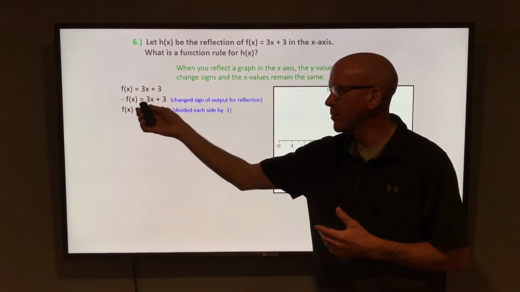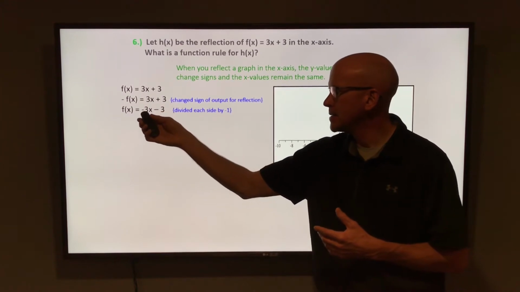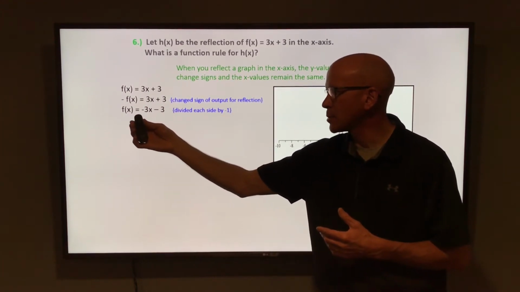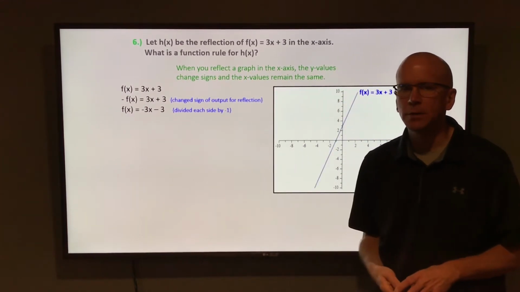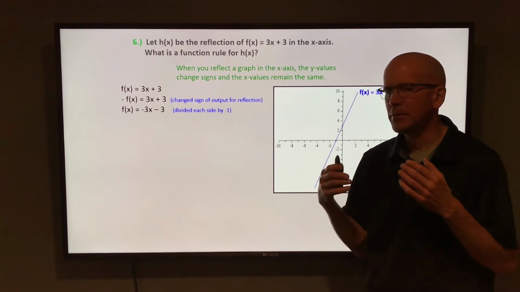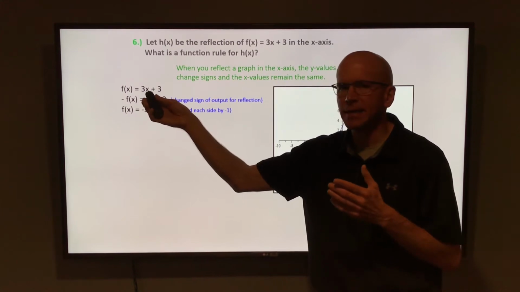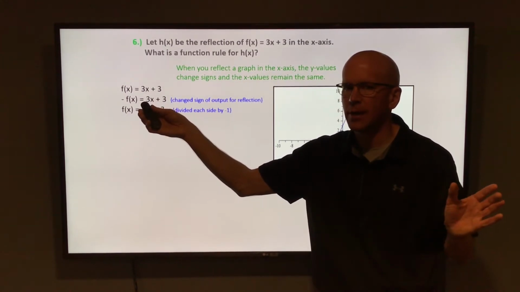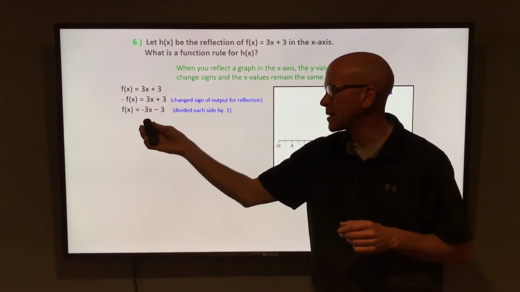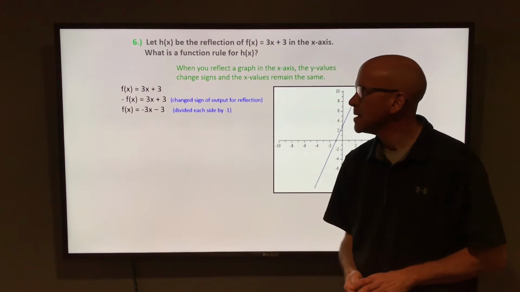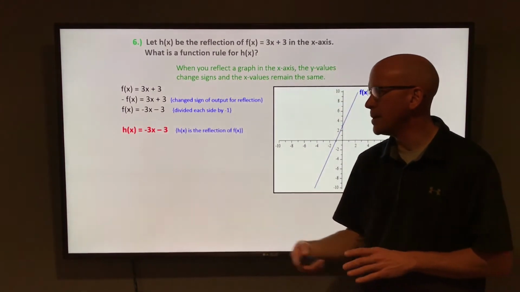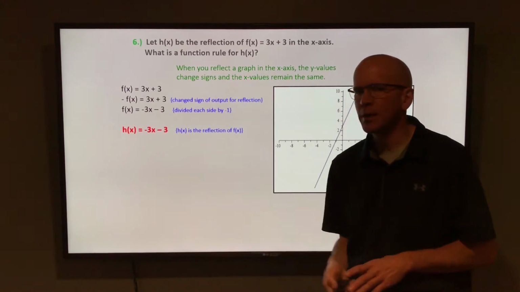So the negative of that whole right side is the negative of 3x plus 3, which would turn out to be negative 3x minus 3. So we're taking the negative of the y value. The y value is the whole right side. If you take the negative of the entire right side, it's negative 3x minus 3. So h of x, the new function, would be h of x equals negative 3x minus 3.